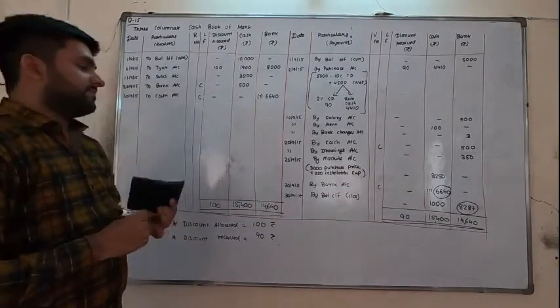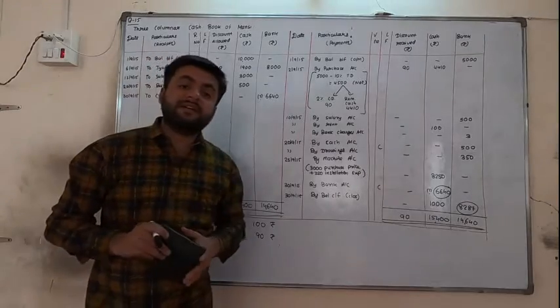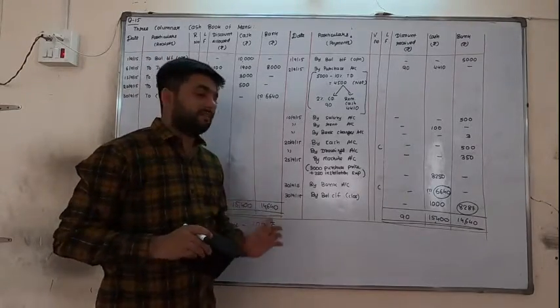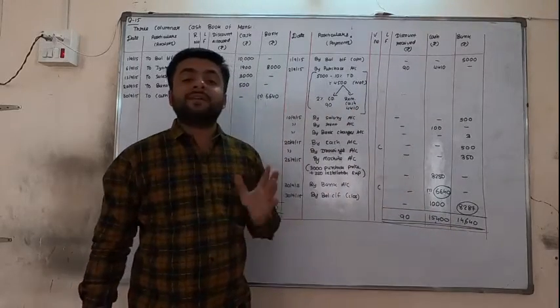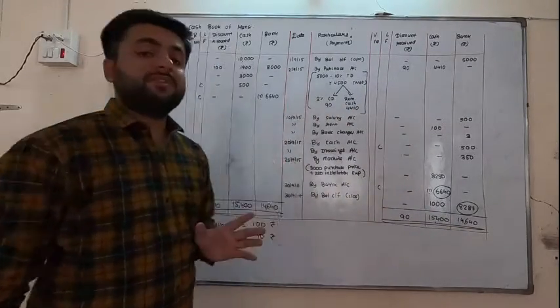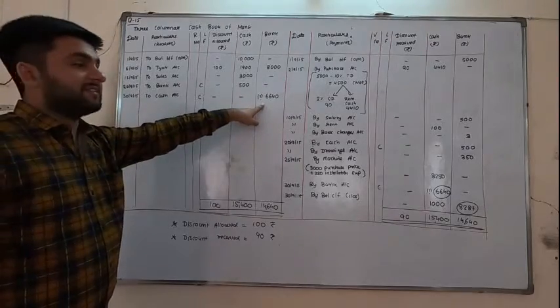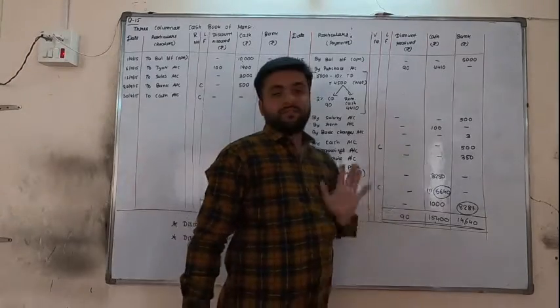Again, I will repeat the sum. In the 30th transaction, they are telling that after keeping cash on hand 1000, means the closing balance of cash is 1000, we are depositing the remaining money in the bank. So we are depositing in bank. Bank is the receiver. So on debit side in bank, credit side in cash, the question mark.